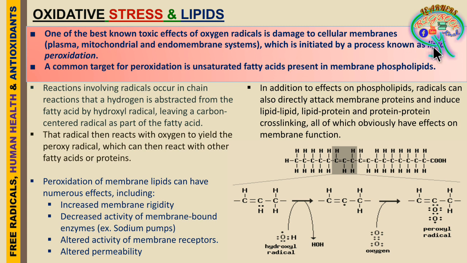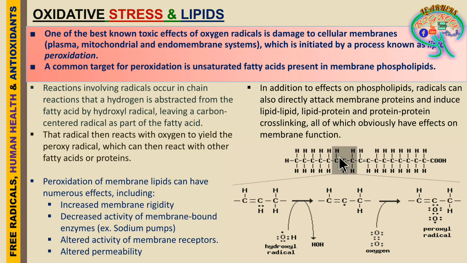Here it is the lipids which are hiding behind this logo. Lipid peroxidation. A common target for peroxidation is unsaturated fatty acids present in membrane phospholipids. From these unsaturated fatty acids, it is very easy for the free radical to steal an electron. The reactions involving radicals occur in chain reactions, where a hydrogen is abstracted from the fatty acid by a hydroxyl radical, leaving a carbon-centered radical as part of the fatty acid.